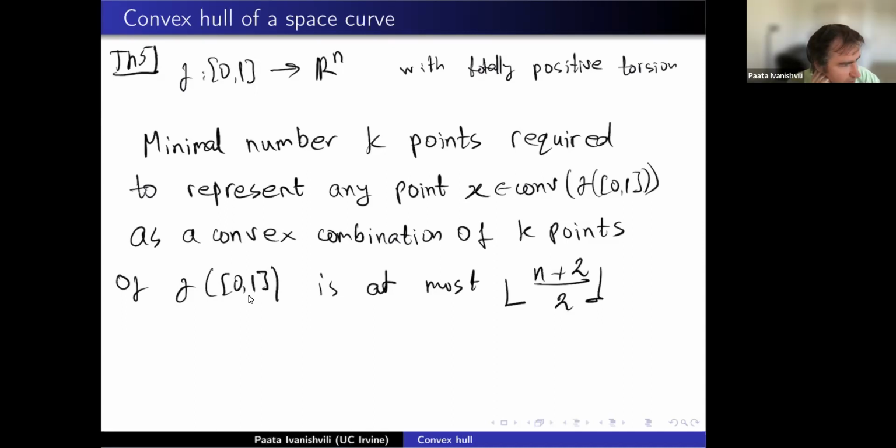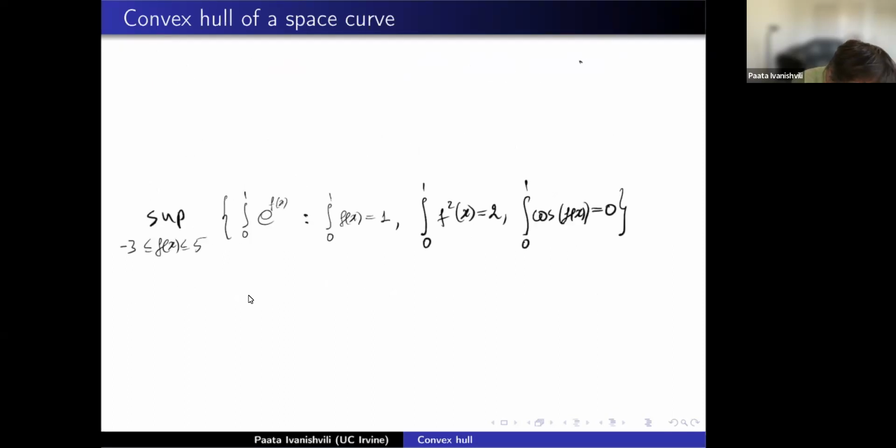These kinds of results were known for what are called convex curves. I'm not telling you what it means for a curve to be convex in R^n, but there is a natural extension of convexity to the higher dimensional case. One way to get this theorem is to prove that curves with totally positive torsion are convex curves, and then you can get that statement from the known result, or you can get it directly using the parameterization. Okay. Now I want to talk about one more theorem.